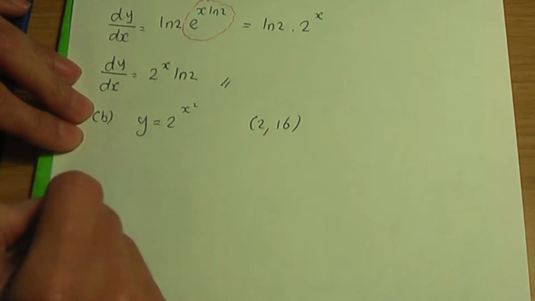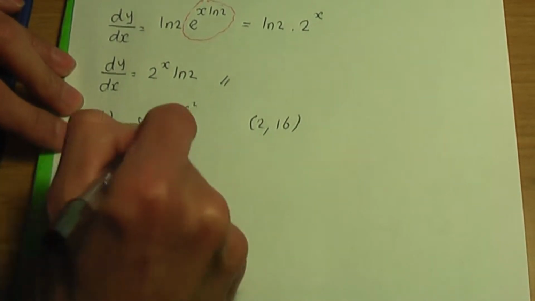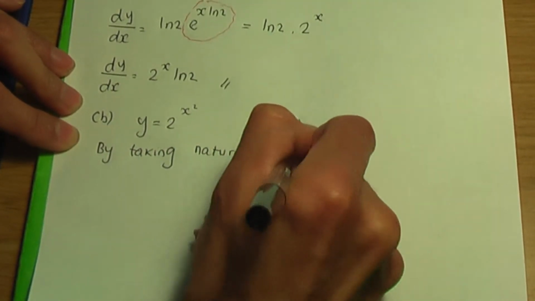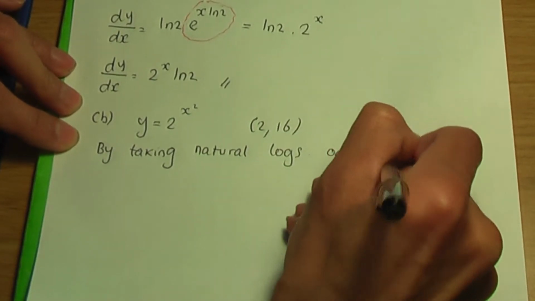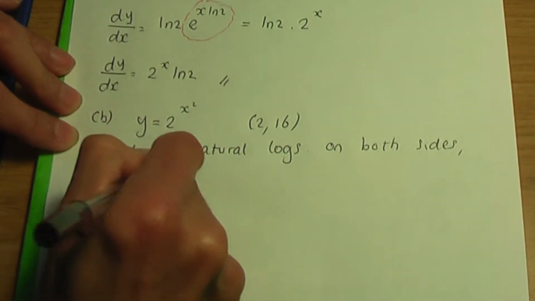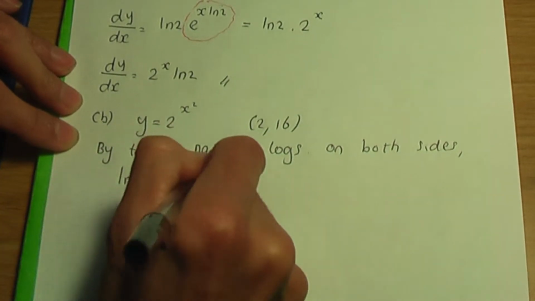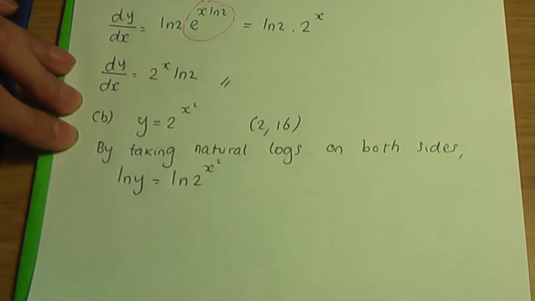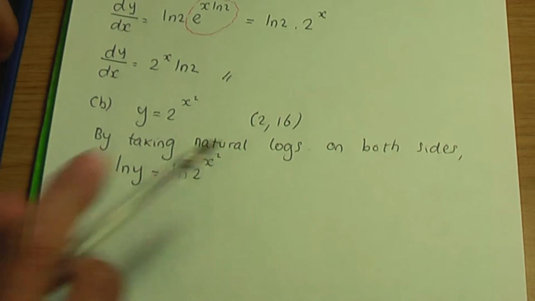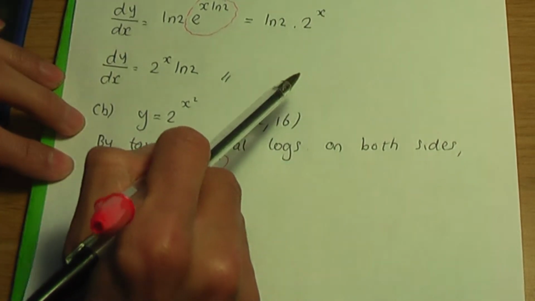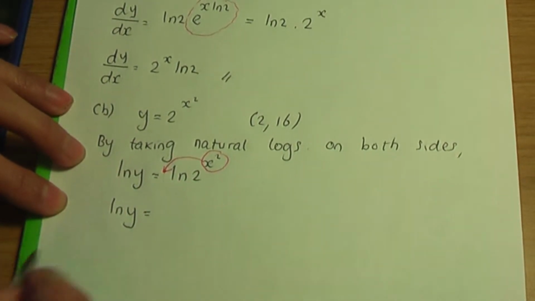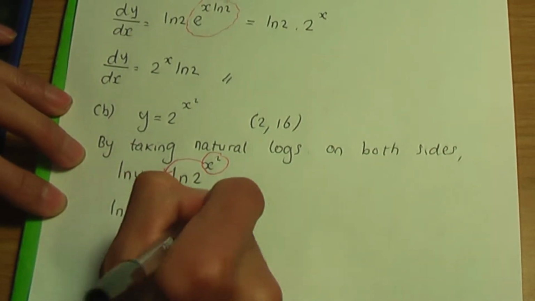First I'm going to take natural logarithms on both sides. So I'll have ln y on the left hand side, that is equal to ln of 2 to the power of x squared on the right hand side. Now in the next step, we can use the power rule of logarithms, and bring that power to the front. I'm going to rewrite this equation as ln y is equal to x squared ln 2.